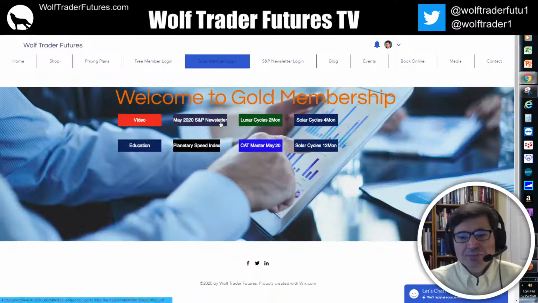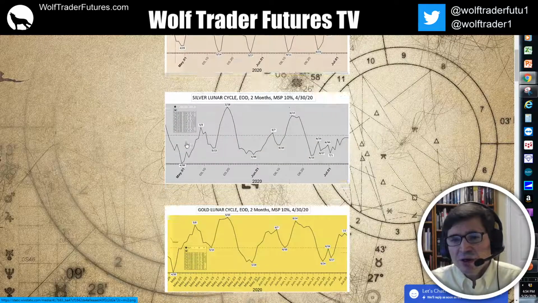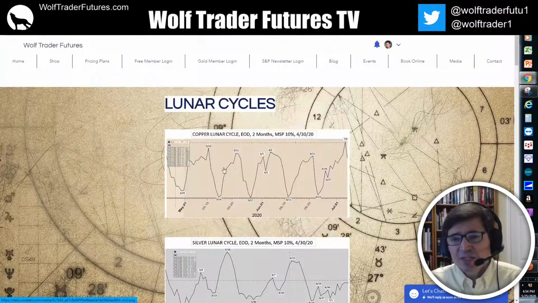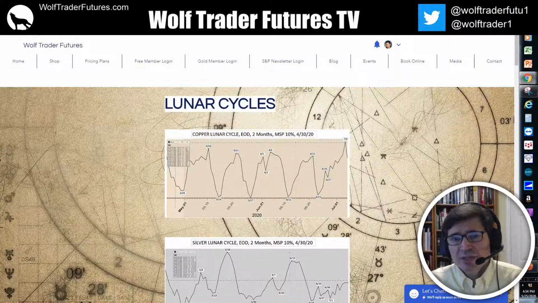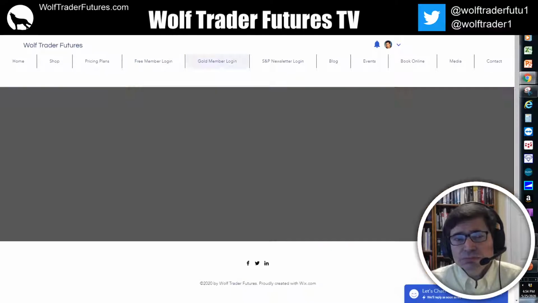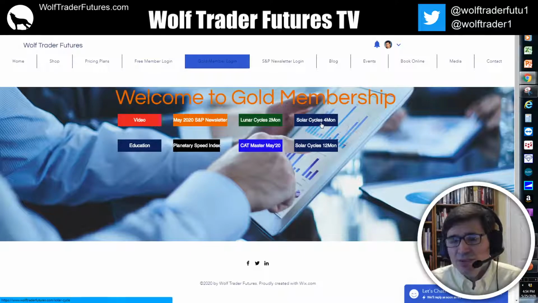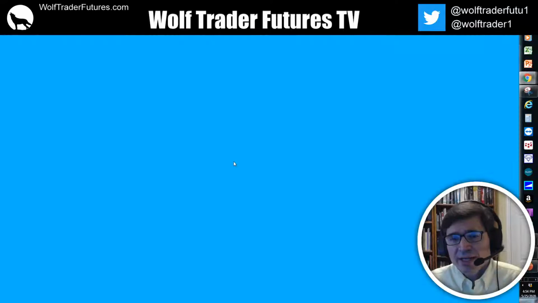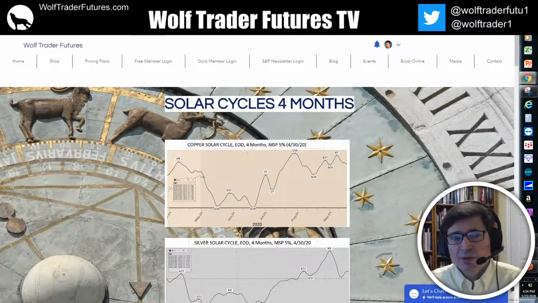Lunar cycles. All of the building blocks of the CAT file, like the lunar cycles, are all here. Let's say you wanted to see copper, you would just be able to go there and see the lunar cycle for that. Solar cycles, 4 months, you'll see this too. The solar cycles show you the turning points, the turning dates going out, and these are the big-picture turning points.